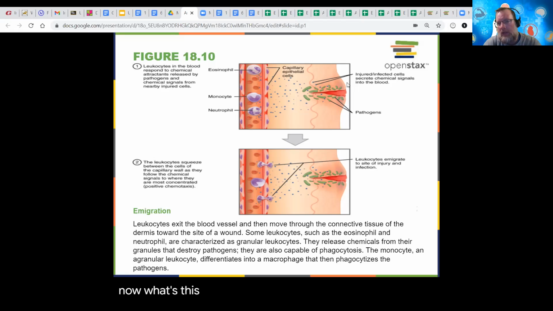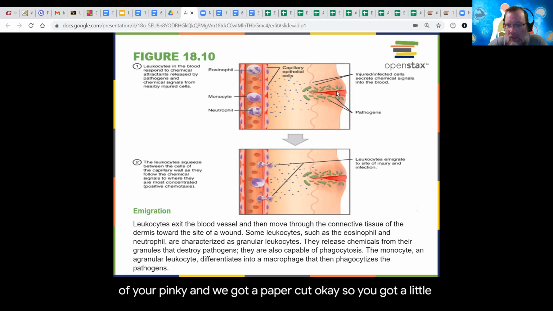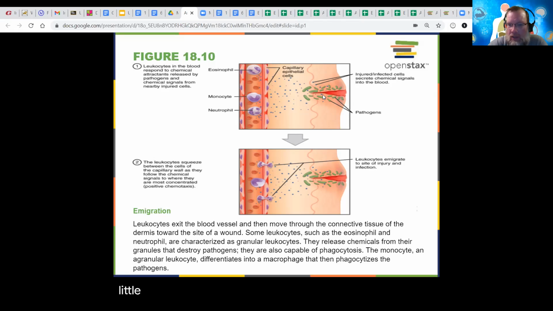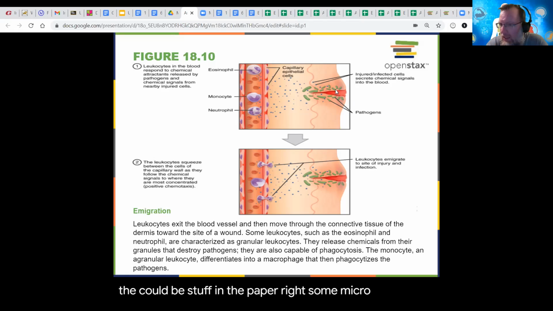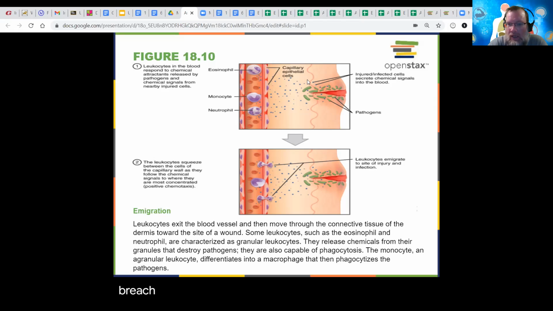Now, what's this out here? This would be maybe the surface of your pinky. Maybe you got a paper cut. So you got a little paper cut right here, and this is the outside world over here. Little paper cut occurs. There could be some stuff outside. There could be stuff in the paper, right? Some micro particles on that piece of paper. Either way, we now have a breach.